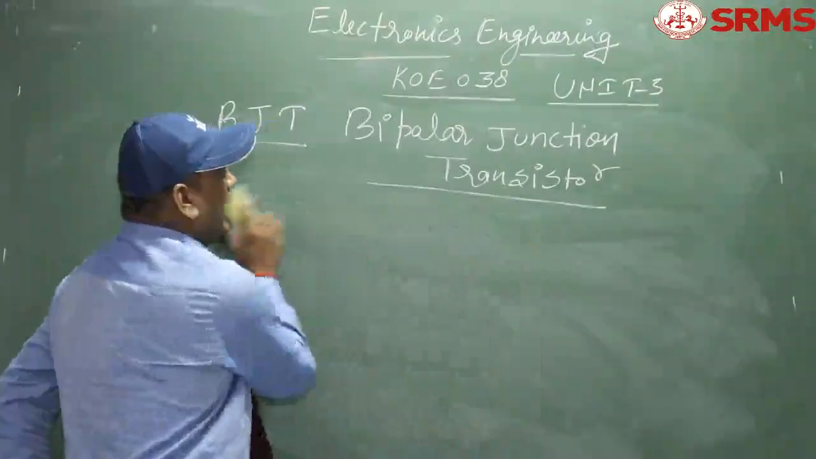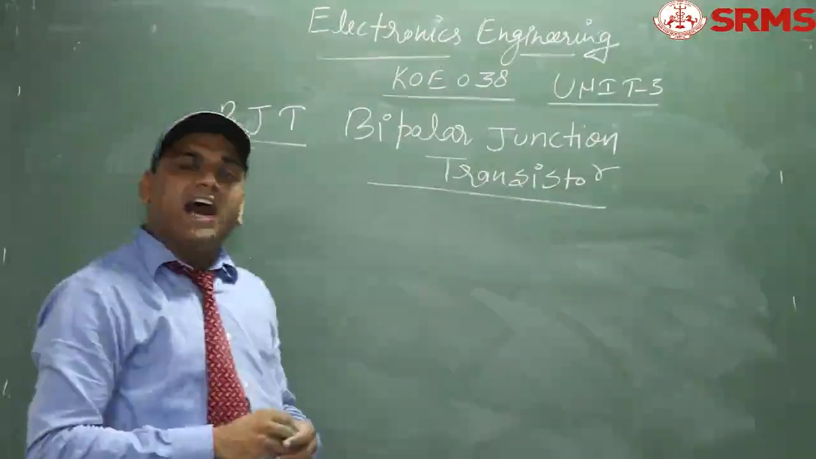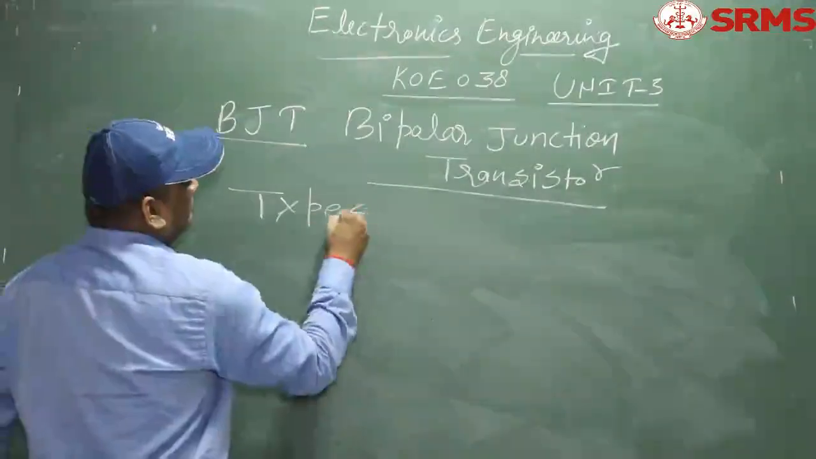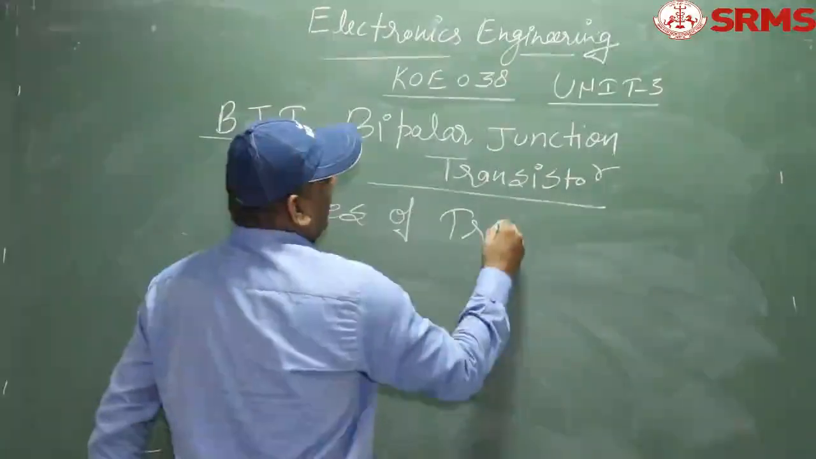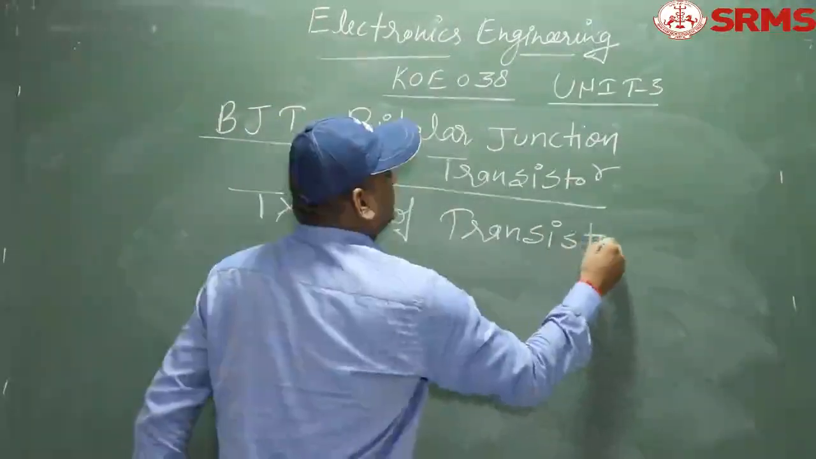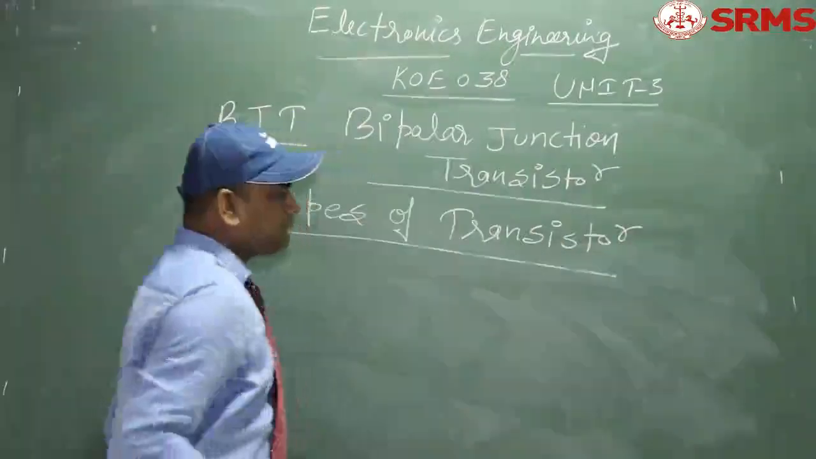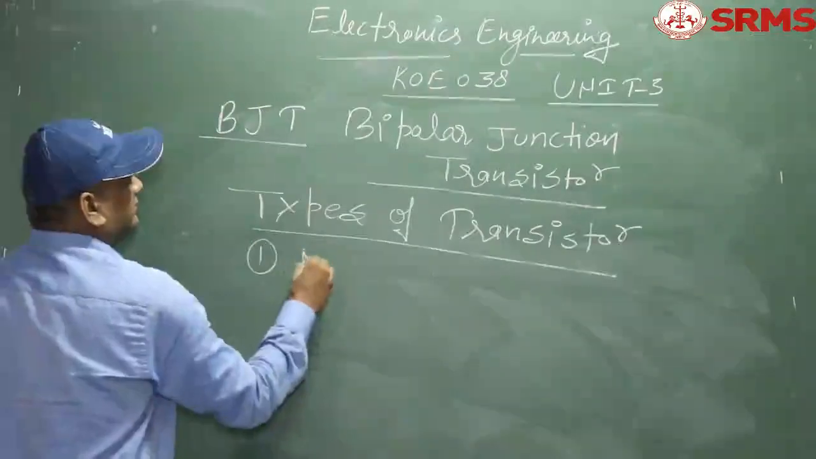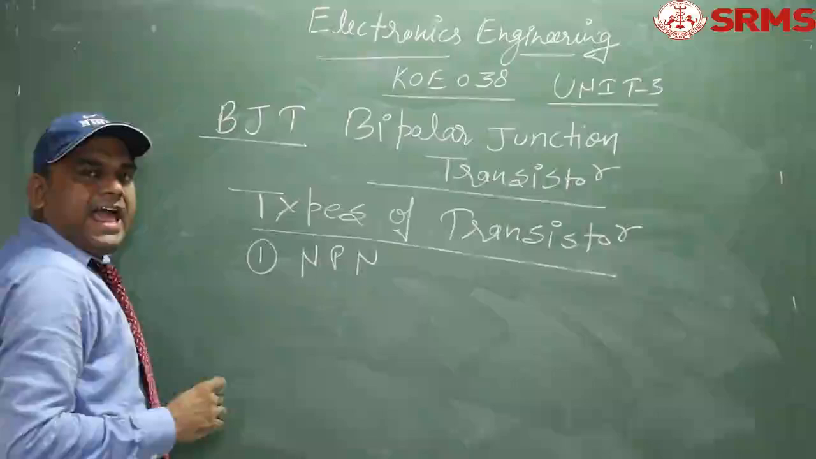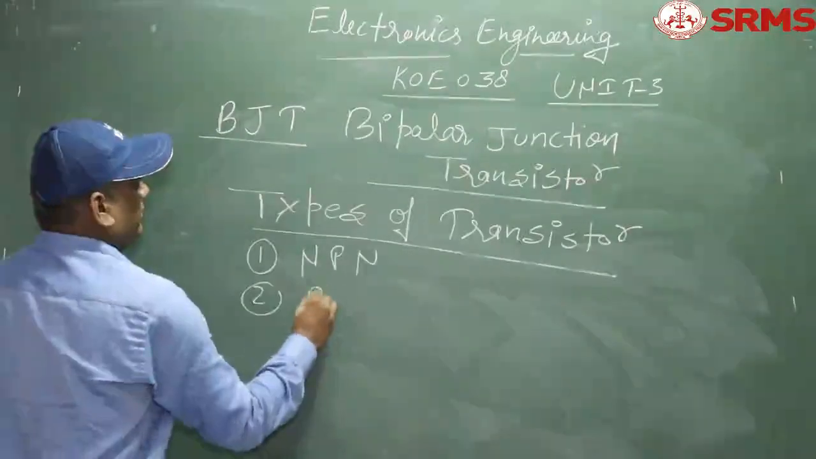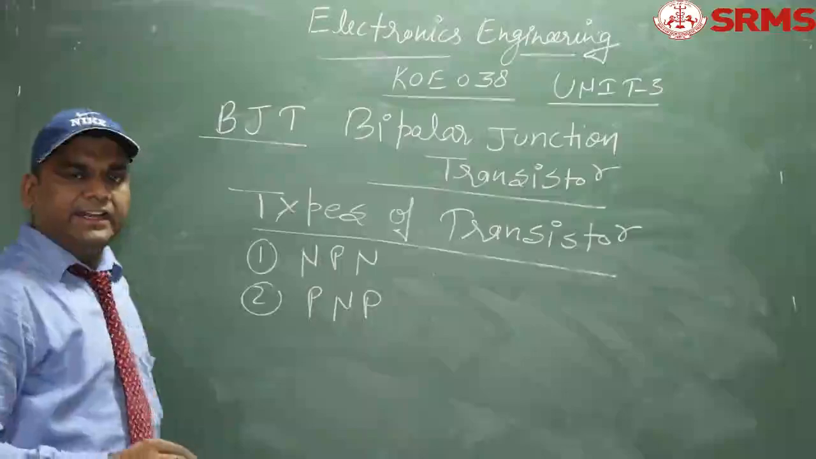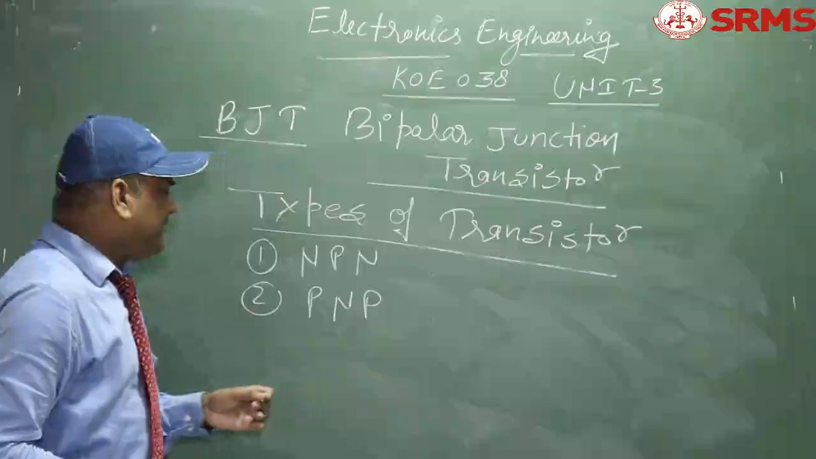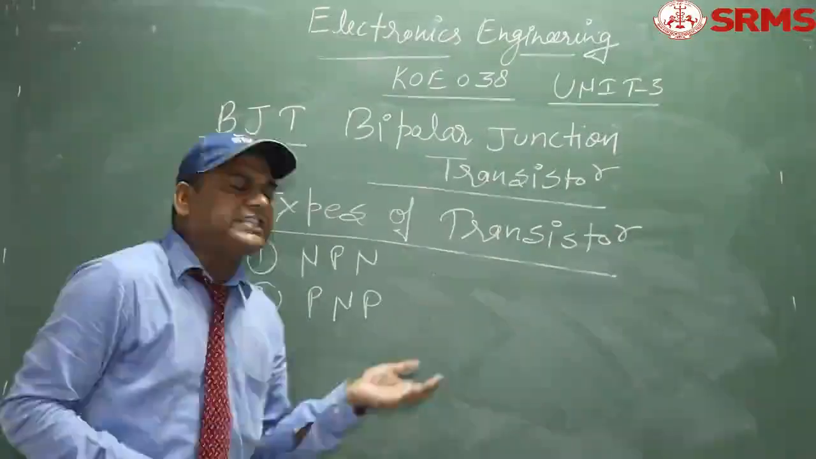This is very important. Now we will discuss the types of BJT, that means types of transistor. In general, there are two types of transistor. The first type is NPN and the second type is PNP. Is that clear? So the first type is NPN and the second type is PNP, and we will discuss the popularity of these transistors.